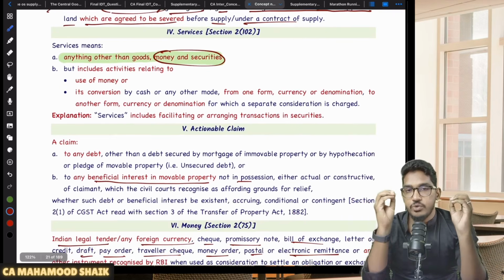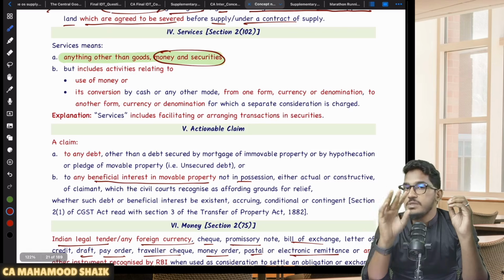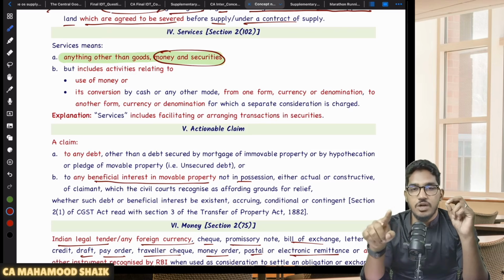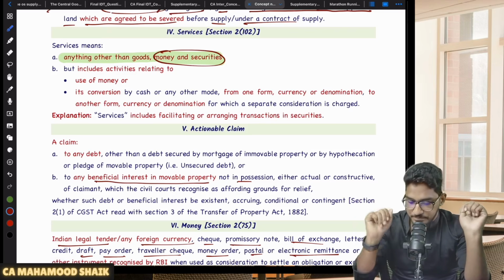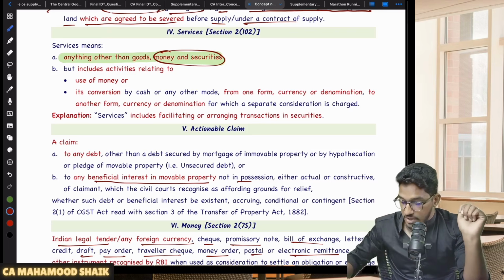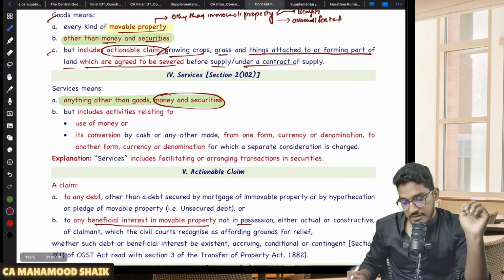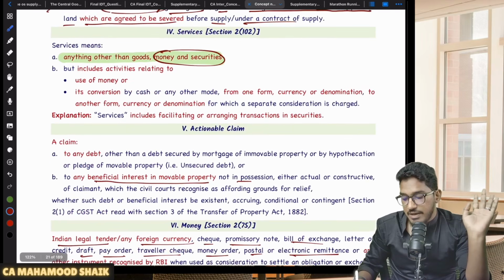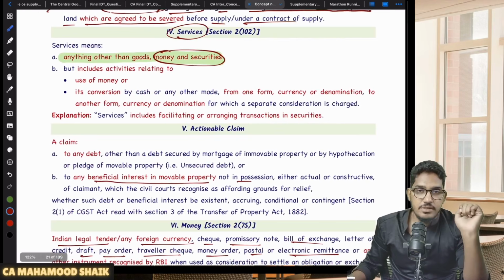And one important point to note here: currency which is held for its numismatic value is not money. If it is not money, then it will fall under the goods definition. Okay, right. So this is what regarding goods. So we have understood the meaning of goods. Now we have to understand the meaning of the term services.